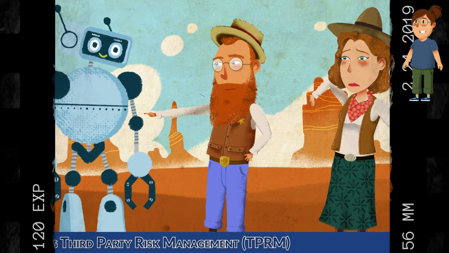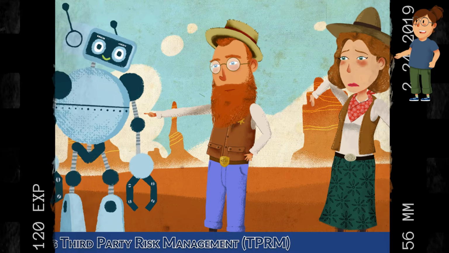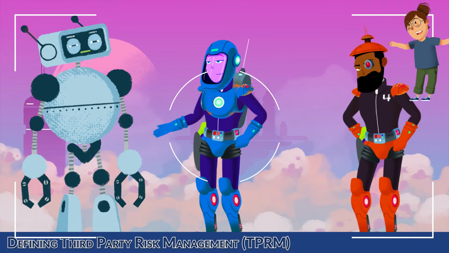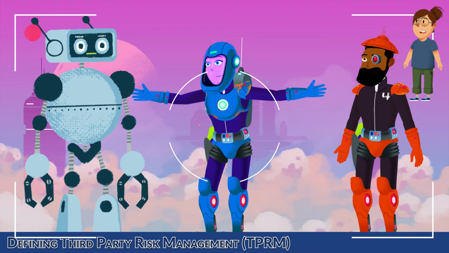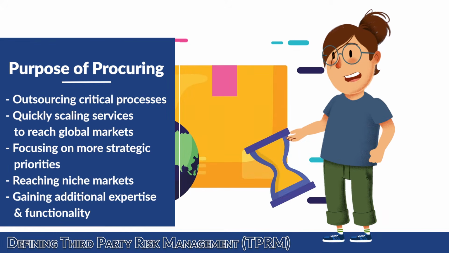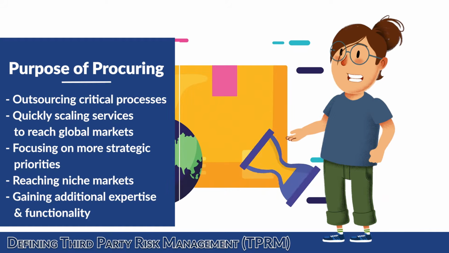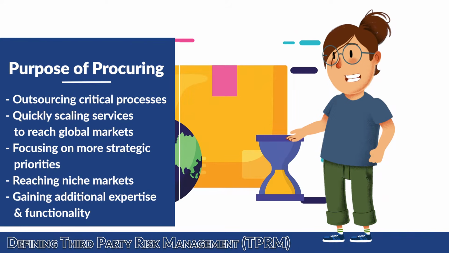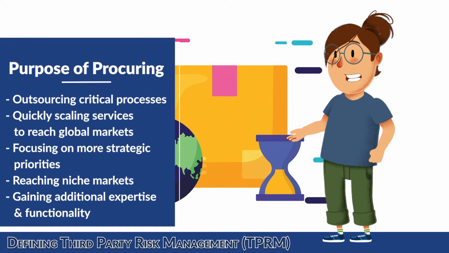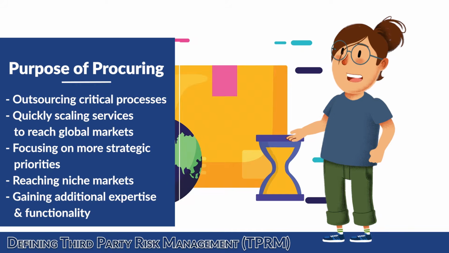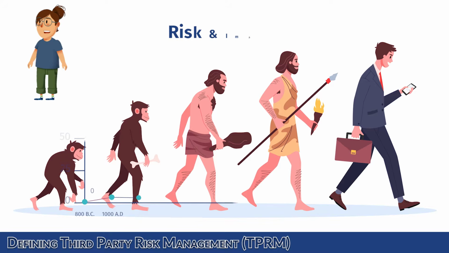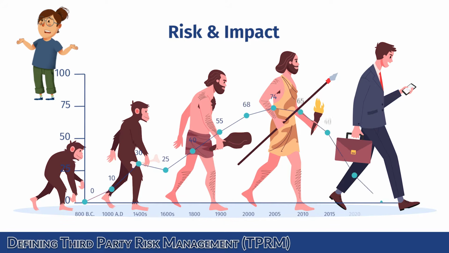Historically, organizations procured services from third parties for cost-efficient purposes. Today, the purpose of procuring third-party products and services has greatly evolved. Now, it includes, but is not limited to, outsourcing critical processes, quickly scaling services to reach global markets, focusing on more strategic priorities, reaching niche markets, and gaining additional expertise and functionality. With this evolution comes the increased risk and impact that third parties can pose to organizations.